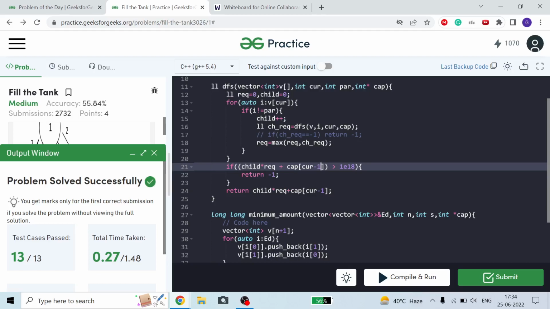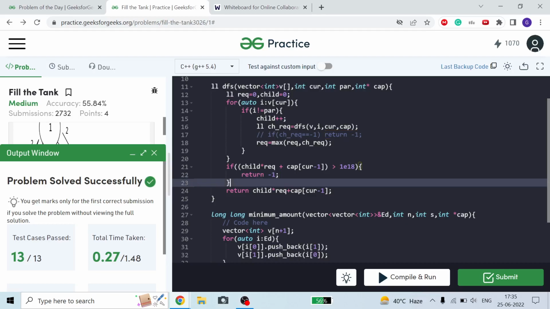Okay guys, I hope you understand. Cap array is 0 based indexing, current node value is 1 based indexing. So the value of current is at index current minus 1 in the cap array. Okay, so the water stored by the current node is cap current minus 1, and if this total requirement for the ith node exceeds 1e18, meaning 10 raised to the power 18, then we just return minus 1, meaning it is not possible to distribute water.